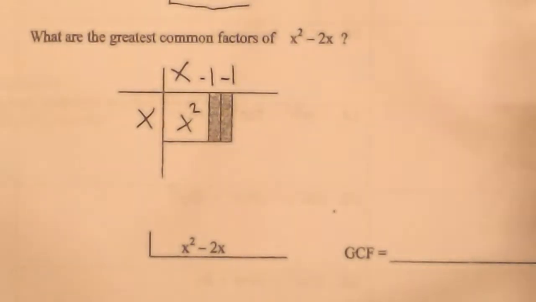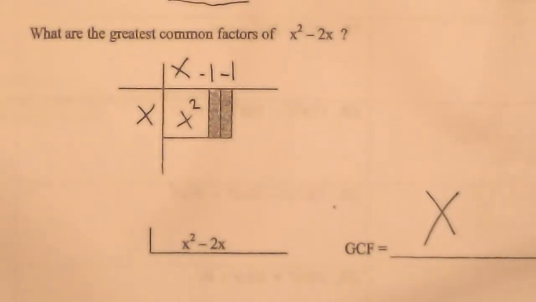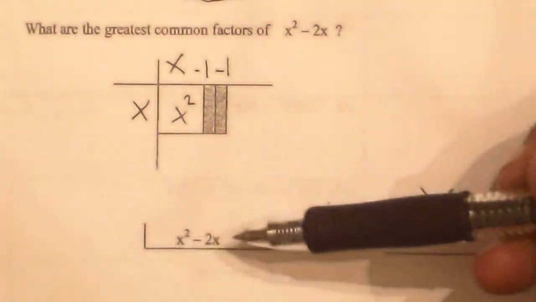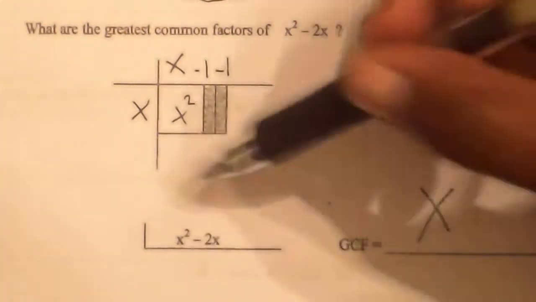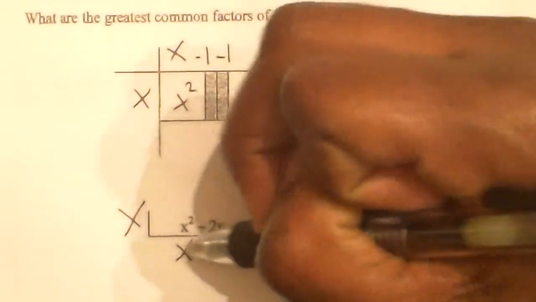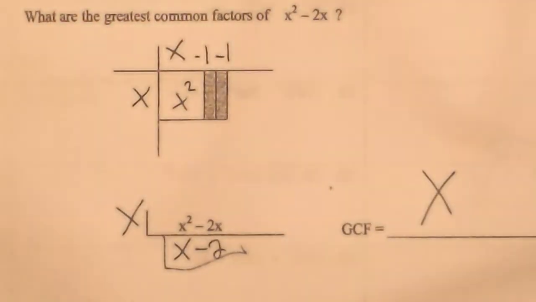So here we have x squared. We know x times x. To get negative x, we have to multiply by -1 and -1. What do they have in common? You should have got x for the GCF. Same here, looking at both terms together. What do they have in common? I could pull an x out, and that's going to leave us with x minus 2. And there it is. Got it?